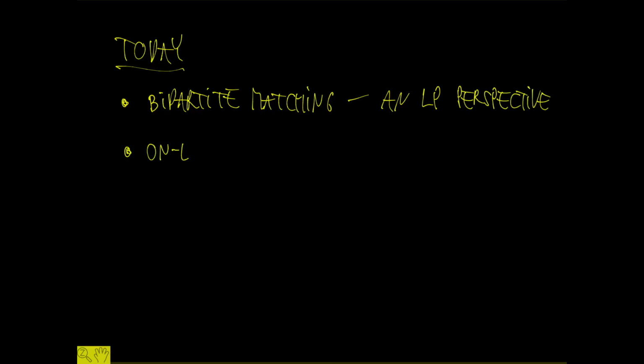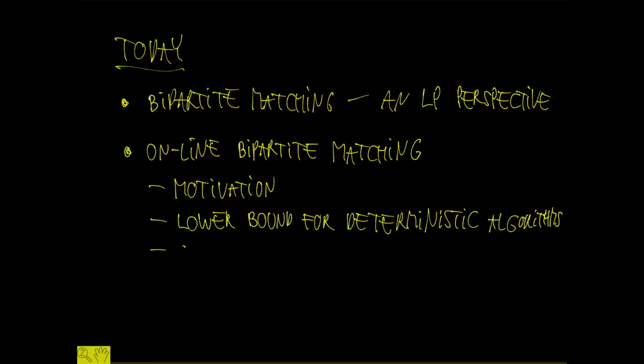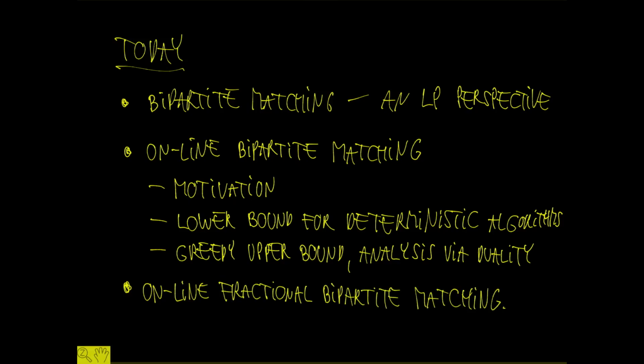First, we're going to have a look at matching from an LP perspective, and then we'll talk about the online setting. We'll motivate it, show a lower bound for deterministic algorithms, and also show that the greedy algorithm matches the lower bound. This analysis is via duality. Finally, we're going to consider a fractional version of bipartite matching in the online setting.